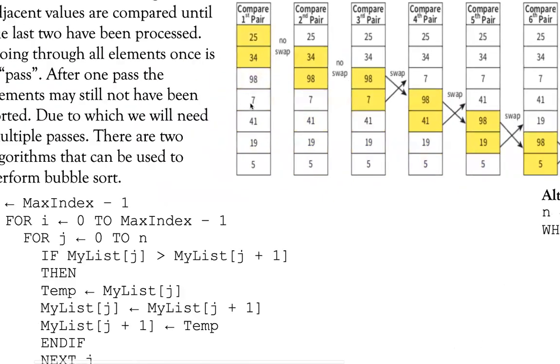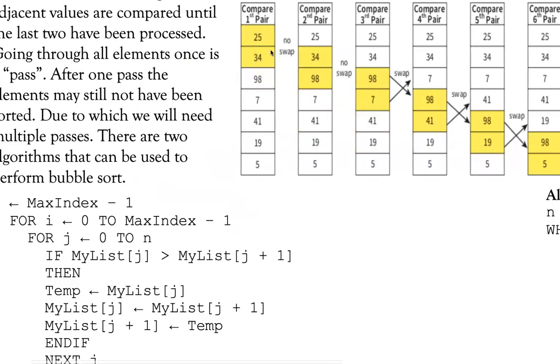In each pass, I'm simply comparing 2 elements at a time. If they are in order, then I will not swap them. If they are not in order, I will swap them. So I'm just comparing 2 elements at a time. So I'm comparing 1 to 2, 2 to 3, 3 to 4, 4 to 5, 5 to 6, 6 to 7. So this is my comparison.